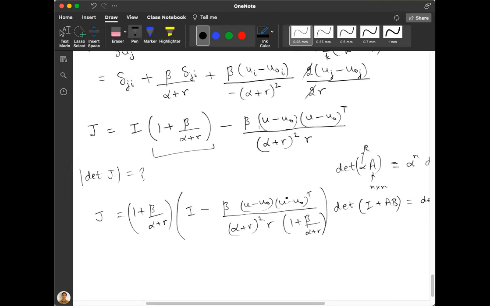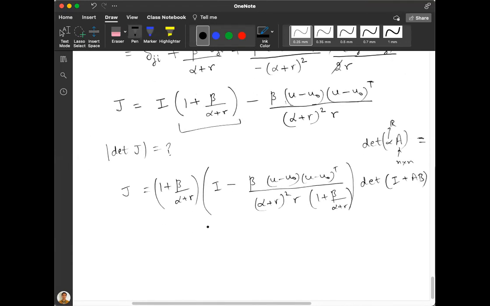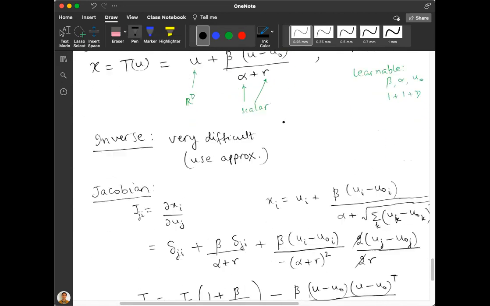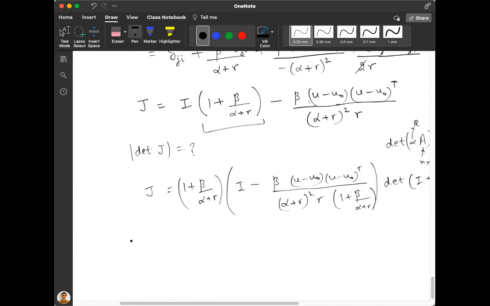Does that make sense? Nothing non-trivial or nothing difficult until now, right? Now my U is d-dimensional, let's say U is R^D. When I take the determinant of J, this is equal to 1 plus beta upon alpha plus R, this is a scalar, right? To the power capital D.